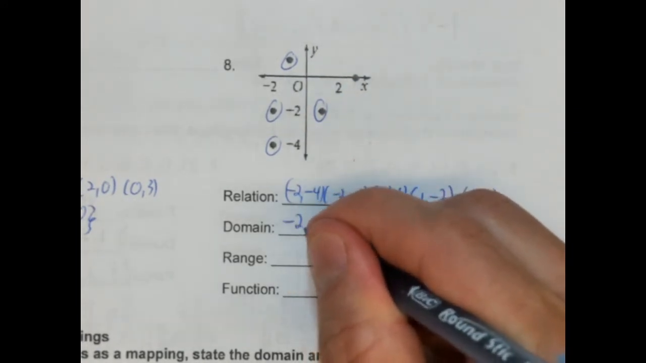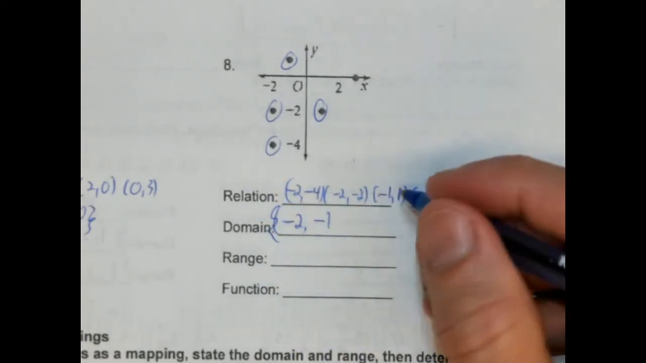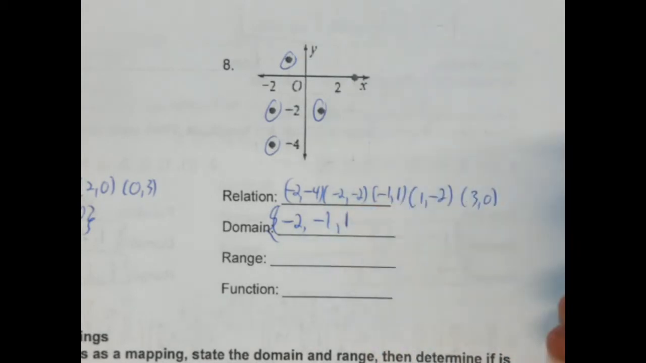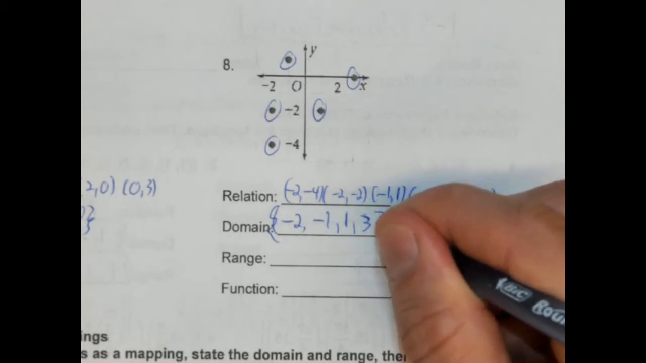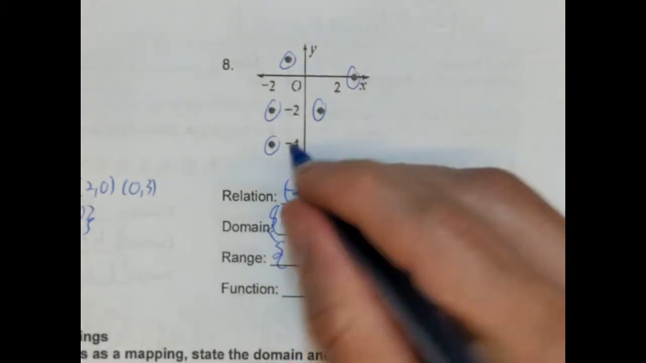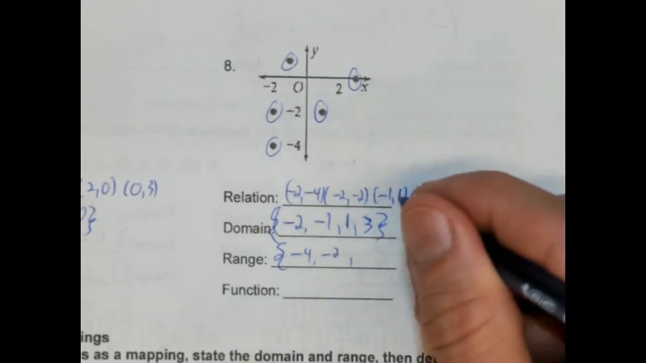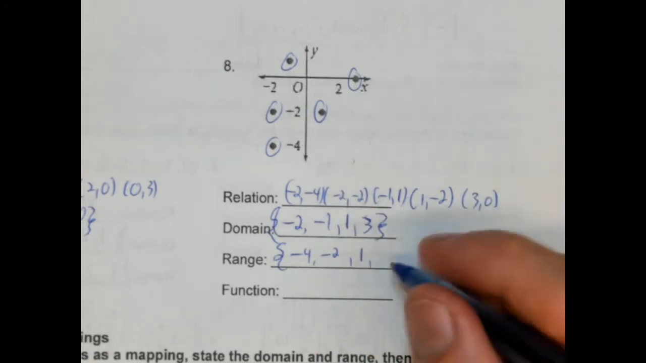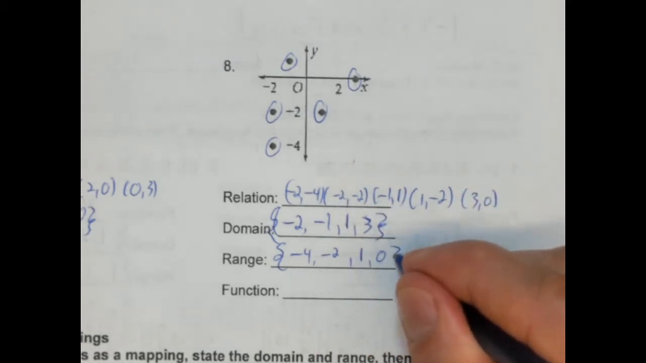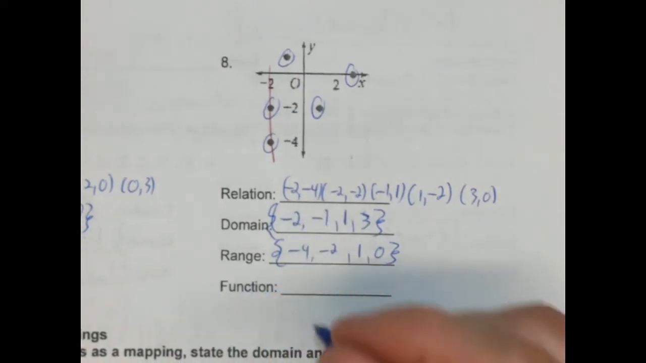So domain is negative 2, negative 1, 1, and 3. The range is going to be negative 4, negative 2, positive 1. We already have negative 2, and 0. Is this a function? Well, it fails the vertical line test right there because they both have negative 2 as the x value. So no, it is not a function.